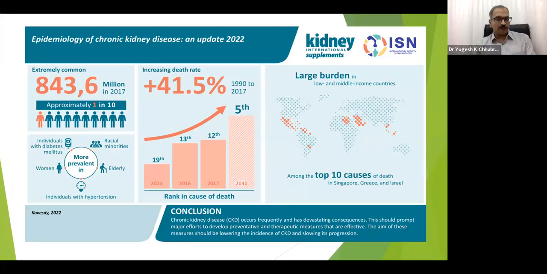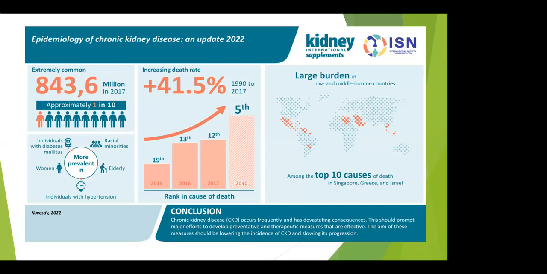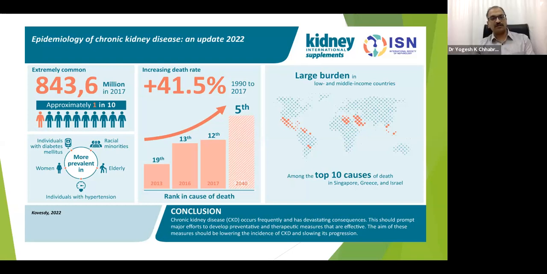1 in 10 people is suffering from chronic kidney disease all over the world, and the data remains the same for the Indian population as well. And as we have seen, as the chances of chronic kidney disease increase, the chances of death rate also increase over time. Specifically, it affects most of the patients in low and middle income countries.